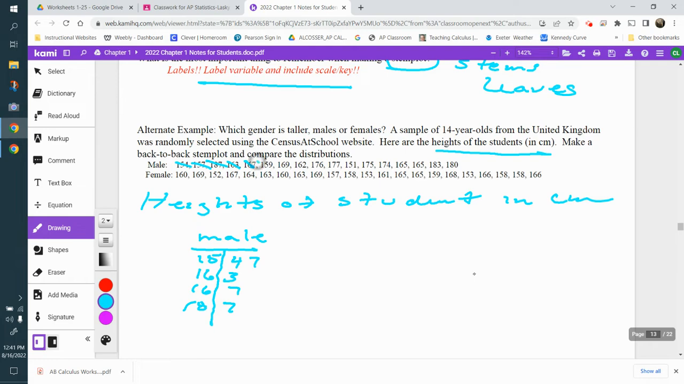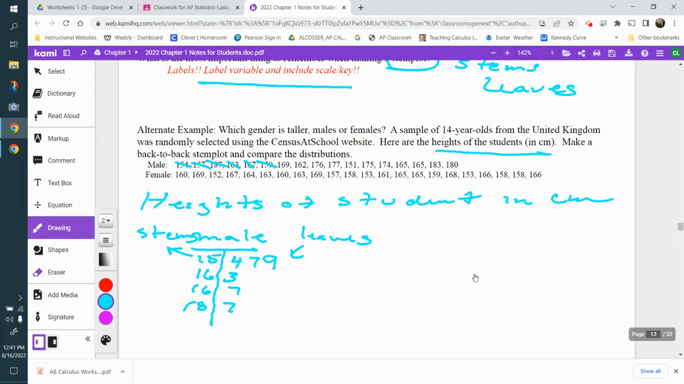And this one's 159. So these are the leaves, single digits, and these are the stems. It's just a way to organize your work, is all it is. So now I've got 3 numbers here in a row: 154, 157, 159, and you just keep working your way across as you get going. So that's one way. This is a basic stem and leaf, or stem plot, is what they're called.